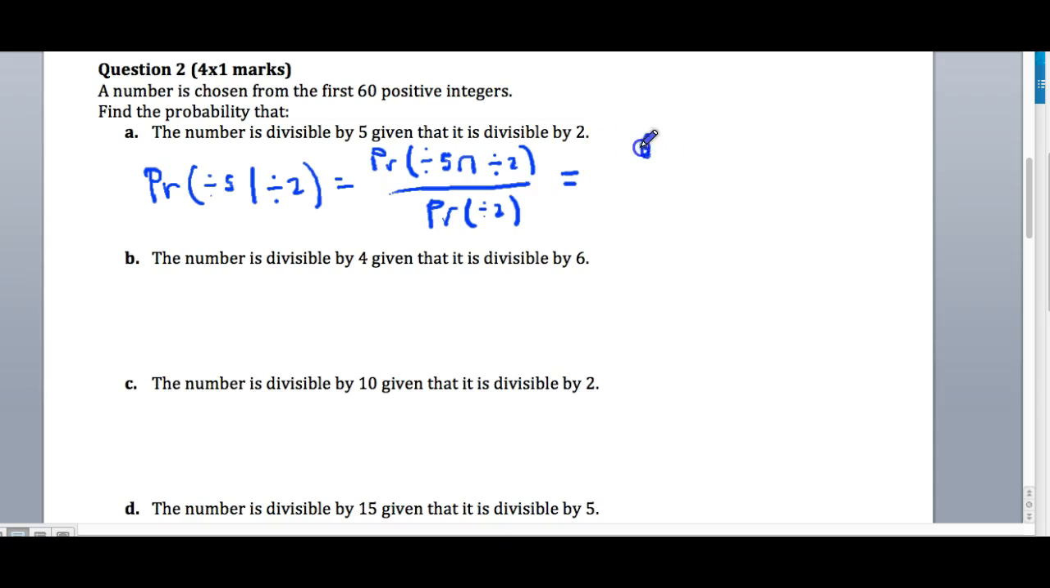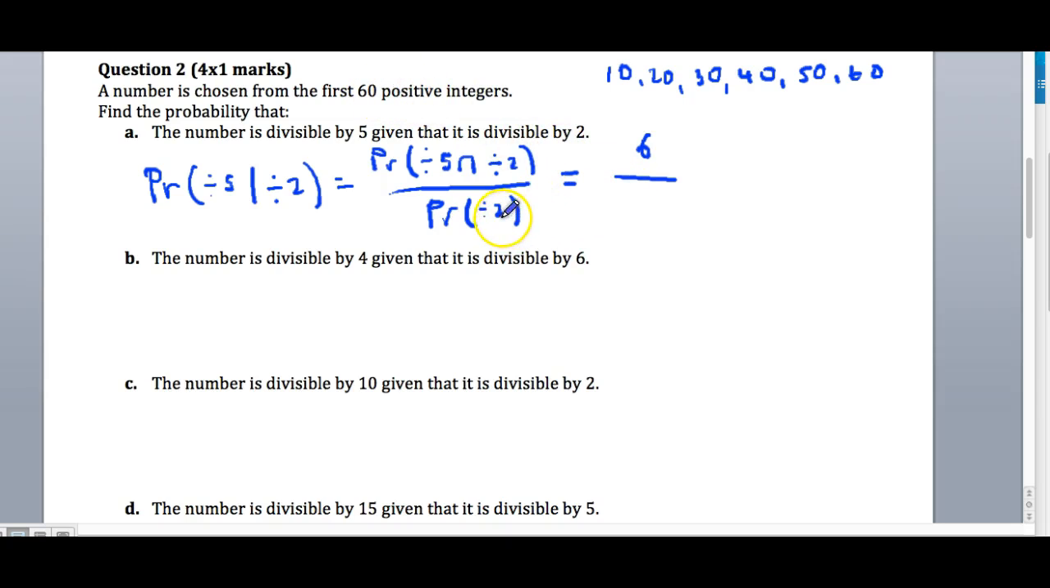So how many times does 10 go into 60? It's 6. So when you think about it, the numbers that are divisible by 5 and 2 that are in 60 are 10, 20, 30, 40, 50, and 60. Okay, so we've got 1, 2, 3, 4, 5, 6. Alternatively, instead of listing them, because sometimes that might take a while, you can just say 5 times 2 is 10. That's the lowest common multiple. How many times does 10 go into 60?